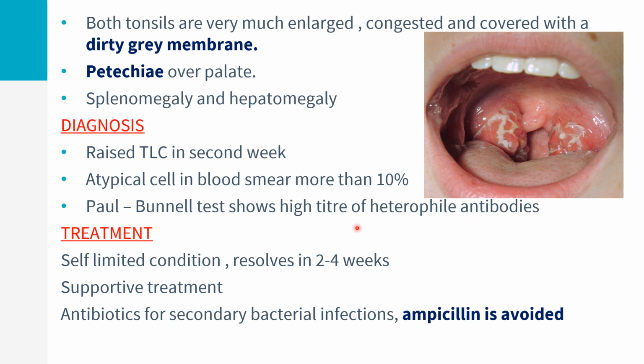So in EBV infection, antibodies which can react to the antigen present on the sheep's RBCs are produced, and those are known as heterophile antigens, and in response to them heterophile antibodies are produced, and an increased titer of such antibodies is seen in the Paul Bunnell test, which is indicative of infectious mononucleosis. However, this test is not very sensitive, and other tests such as viral capsid antigen tests are used, which are more sensitive.